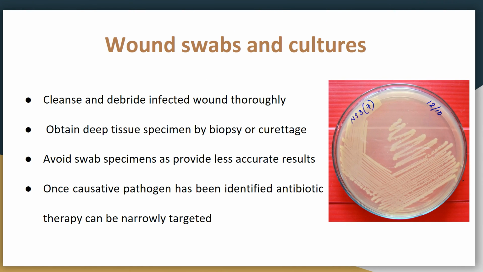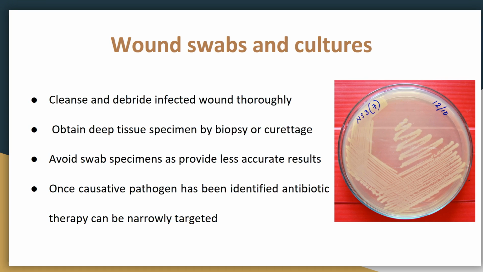For suspected infection, a post-debridement specimen should be obtained so that the causative pathogen can be identified and antibiotic therapy can be narrowly targeted. The Infectious Disease Society of America recommends sending a specimen for culture from deep tissue, obtained by biopsy or curettage after the wound has been cleansed and debrided. They also recommend avoiding swab specimens, especially of inadequately debrided wounds, as they provide less accurate results. For osteomyelitis, the Infectious Disease Society of America recommends that it should be optimally diagnosed by bone culture and histology.